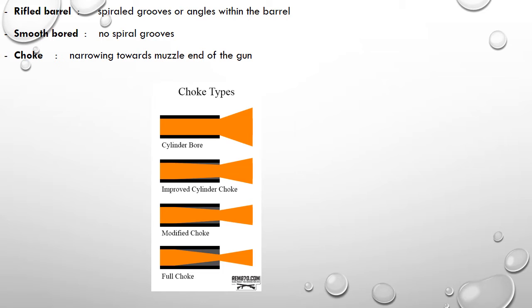Choking is mainly observed in the case of shotguns. Shotguns contain several pellets within them. To prevent the dispersion of these pellets, the muzzle end, that means the terminal end of the barrel, will be narrowed in order to decrease the dispersion of these pellets. So that is called choking.